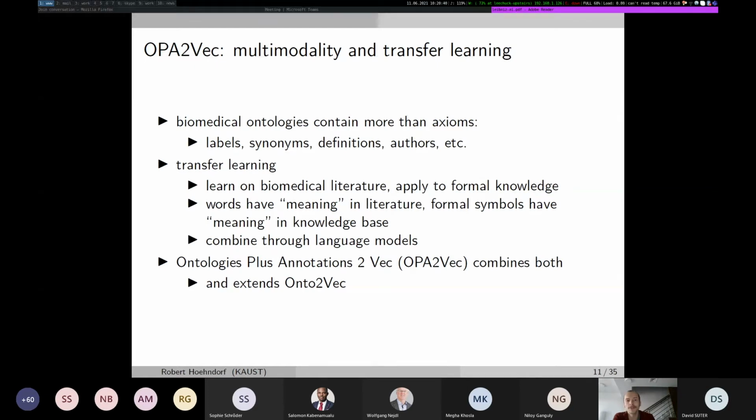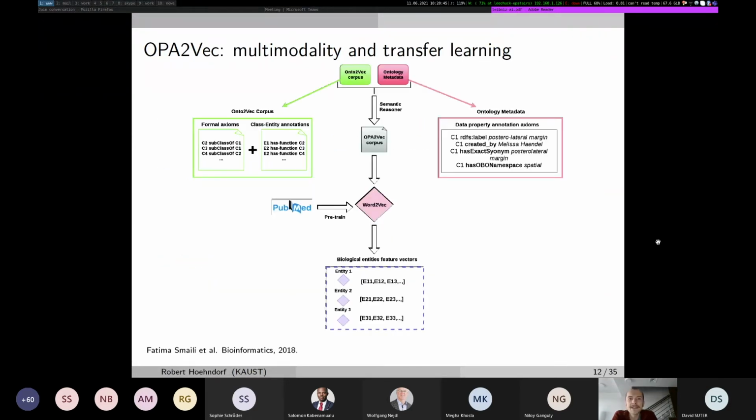In the end, we built a method called ontologies plus annotations to vec. And this is a rough overview of how this method works. So we have two corpora. One is based on the axioms in the ontologies, and it contains T-box and A-box axioms.